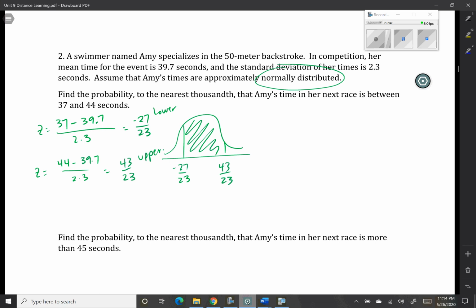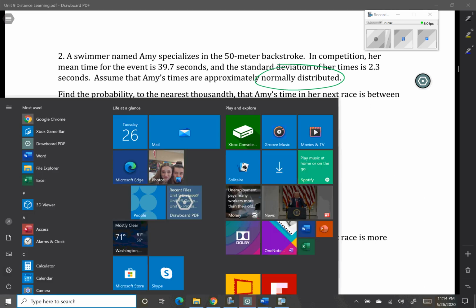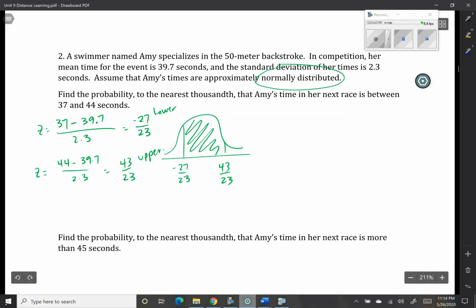I'll type it in mine. So normal CDF, negative 27 over 23, positive 43 over 23. Hopefully you get the same answer as me. And we wind up getting the probability of between these two z-scores is 0.849. Hopefully you got that answer.